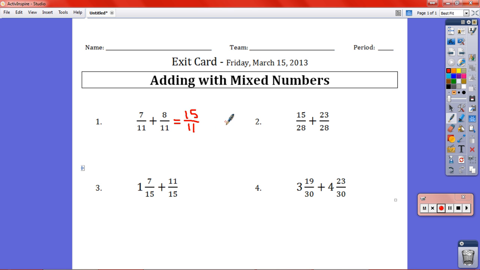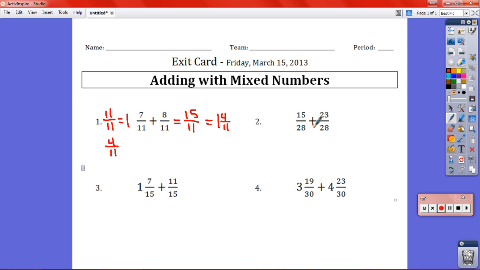Now, that means I have more than a whole. It takes 11 pieces to make a whole. 11 out of 11 is equal to 1. So if I take out my 11 pieces to make my whole, then that means that I have 4 pieces left, because 11 and 4 makes 15. So if I want 15 pieces, I need 1 whole and 4 extra pieces. So this is 1 and 4/11ths.